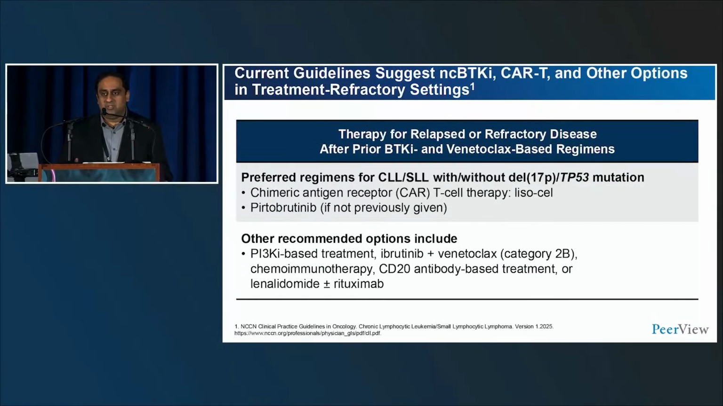And then what do we do in the harder place to treat, which is that dual refractory, BCL2 inhibitor, BTK, relapsed CLL. There are options now available, and we'll be covering some of this throughout today's talk, with chimeric antigen receptor CD19 targeted CAR T-cell therapy and pirtobrutinib, which is a novel non-covalent BTK inhibitor. And there are some other treatment recommendations here as listed, including PI3 kinases, which also have fallen out of favor largely due to toxicity profile.